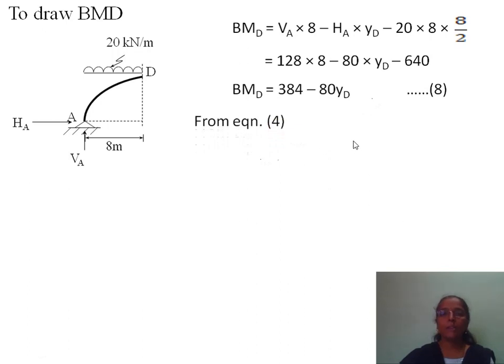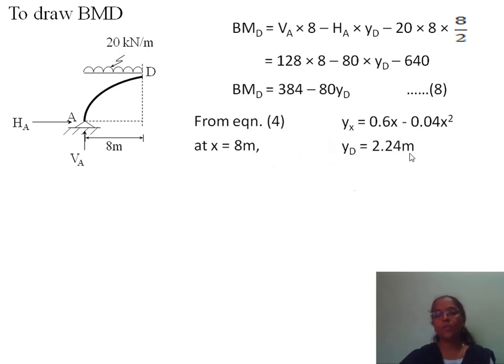To find the value of YD, from equation 4 we have Yx as 0.6x minus 0.04x square. So at x equal to 8 meters, Yx will be YD. Substitute the value of x as 8 meter, and we obtain the value of YD as 2.24 meter. Substitute this YD into equation 8. So then bending moment at D will be equal to 204.8 kilonewton meter.